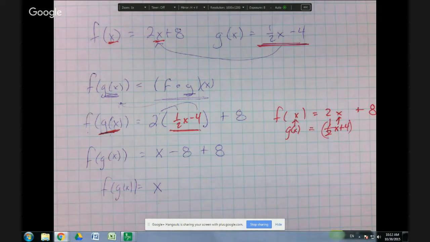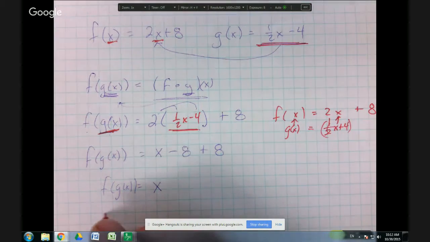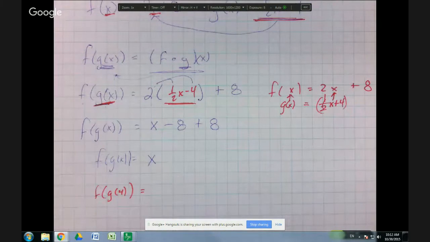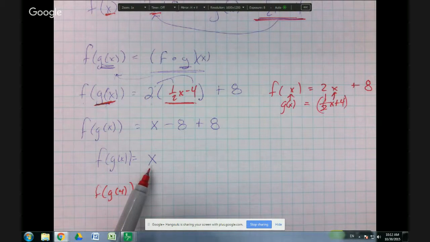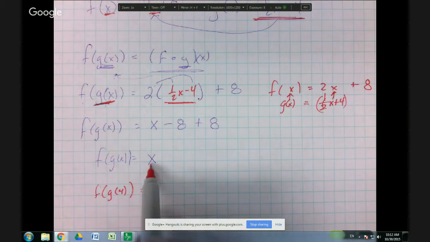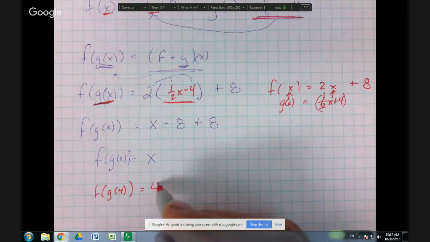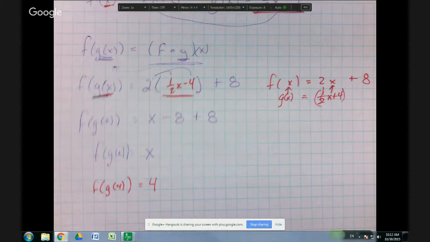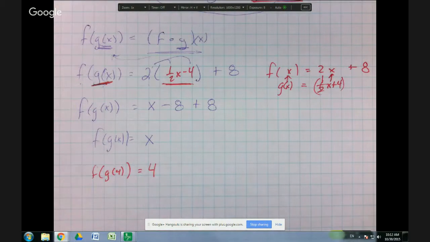What if I ask you, what is f of g of 4? X is 4, so what's the answer? I plug 4 in for x, so what's the answer? Okay, on this one, it's very straightforward. It's just like yesterday, except we're doing it algebraically now instead of graphically.